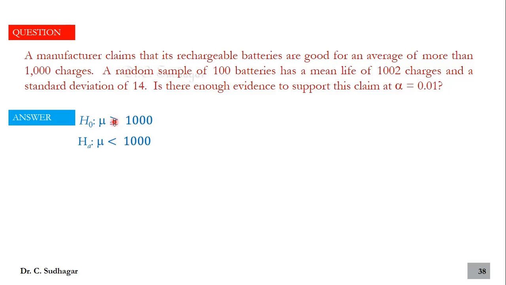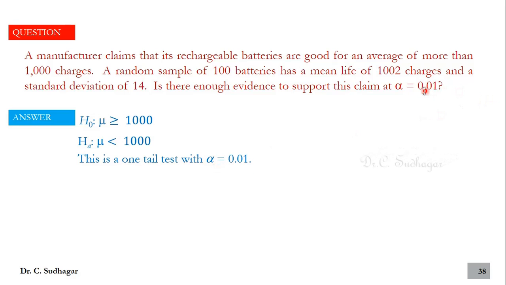Now what is the alternate for that? Alternate is going to be less than 1000. If the battery is not working for more than 1000 charges, suppose after 500 charges the battery is dead, we are not able to use it, so that is the alternate hypothesis for us. Now the alternate hypothesis is only one side, it's coming less than, so this is going to be a one-tail test. What is the level of significance?